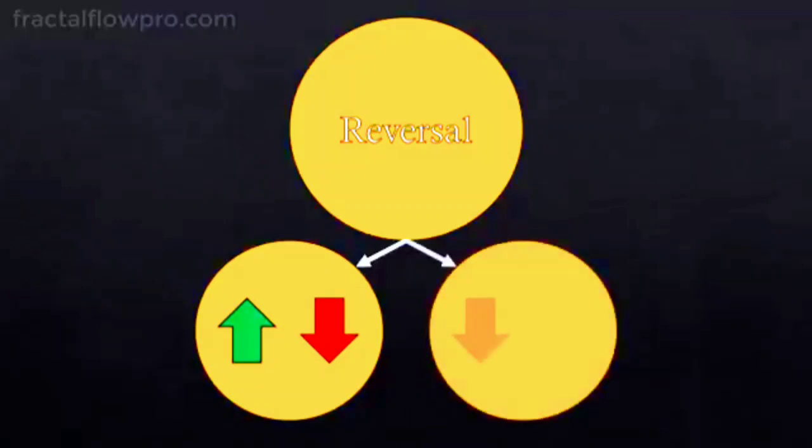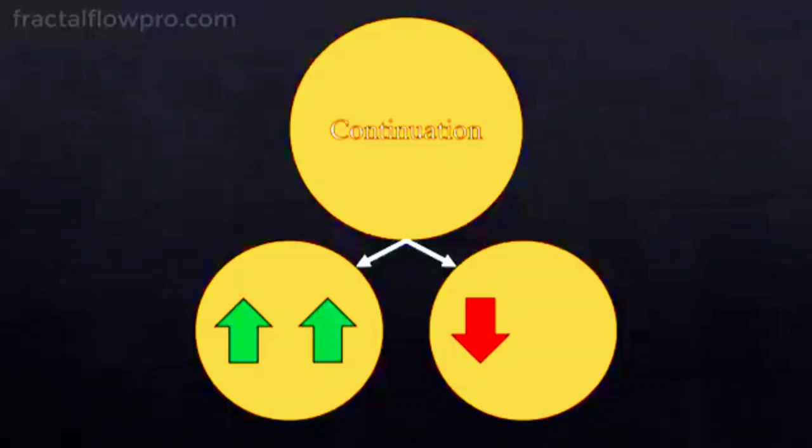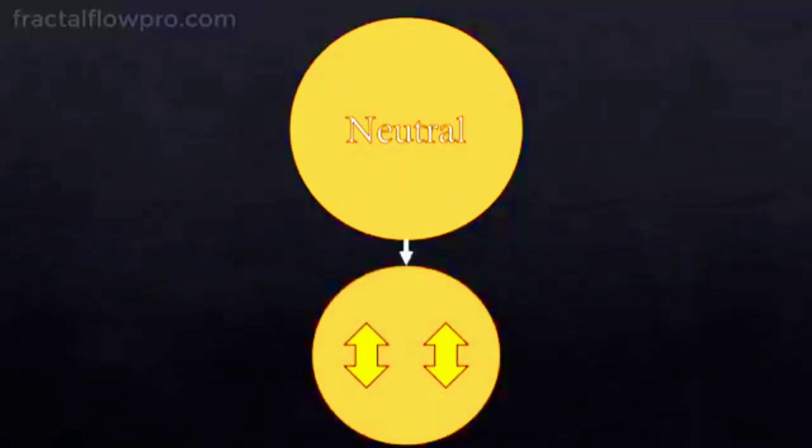If price is going down and a reversal chart pattern appears, it means that price will go up after the pattern. The continuation chart pattern indicates that price will resume its current direction after the pattern. For example, if price is going up and a continuation chart pattern appears, it means that price will continue going up after the pattern. By the same token, if price is going down and a continuation chart pattern appears, it indicates that price will continue going down after the pattern. At last, we have the neutral chart pattern classification, which means that price can either go up or down depending on where price breaks out of the pattern.